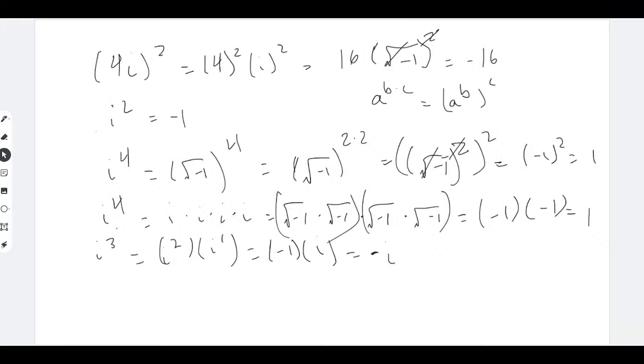So let's move on to the third slide now. Okay, so let's say we have i to the 0th power. Anything to the 0th power is still going to be 1, even if it's an imaginary number, okay? So i to the 0th power is equal to 1. Now i to the first power, anything to the first power is just itself, so this is equal to i.